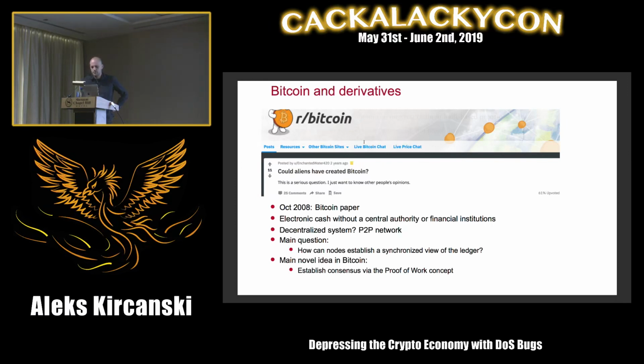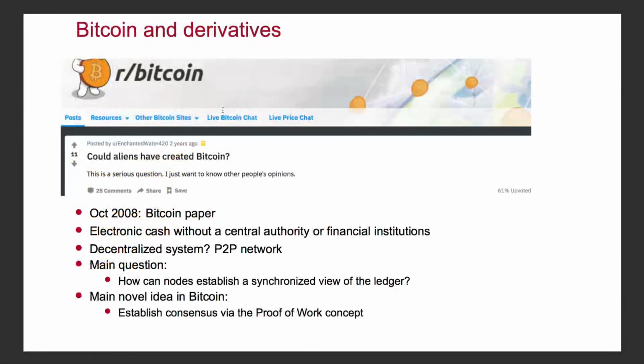If someone wants a decentralized system, it's natural to try a peer-to-peer network. The main question that the Bitcoin paper tried to answer is how nodes in a peer-to-peer network can establish a synchronized view of the ledger. Essentially the main novel idea in the Bitcoin paper was how to establish consensus via the proof of work concept, plugging in proof of work for the purpose of synchronizing the ledger.